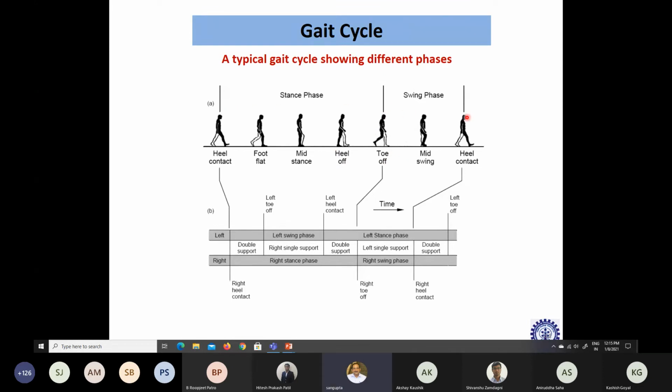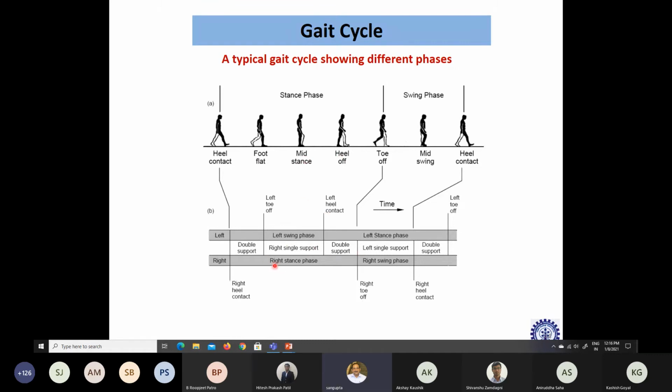After that, there is the swing phase where the right leg has gone behind. It swings and comes in the mid swing and later comes and contacts the floor at heel strike. If you look at the different phases as I have reported here, the right and the left are shown very clearly. So there is the right stance phase and the right swing phase, and each instantaneous point is marked in the gait cycle.